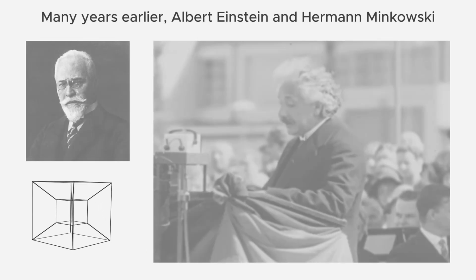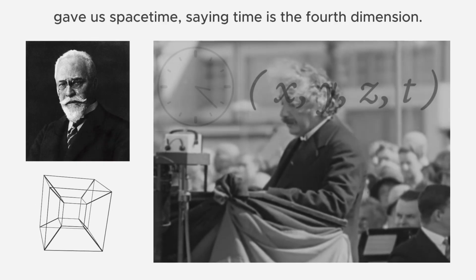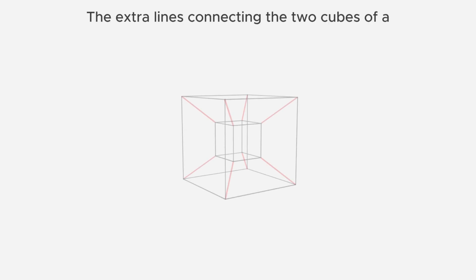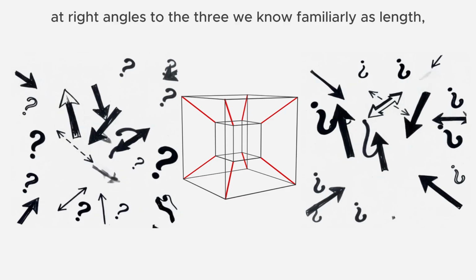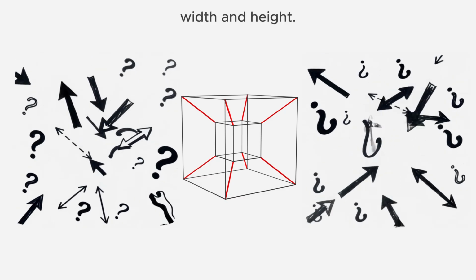Many years earlier, Albert Einstein and Hermann Minkowski gave us spacetime, saying time is the fourth dimension. The extra lines connecting the two cubes of a hypercube are taught to represent a fourth spatial axis, a direction at right angles to the three we know familiarly as length, width, and height.